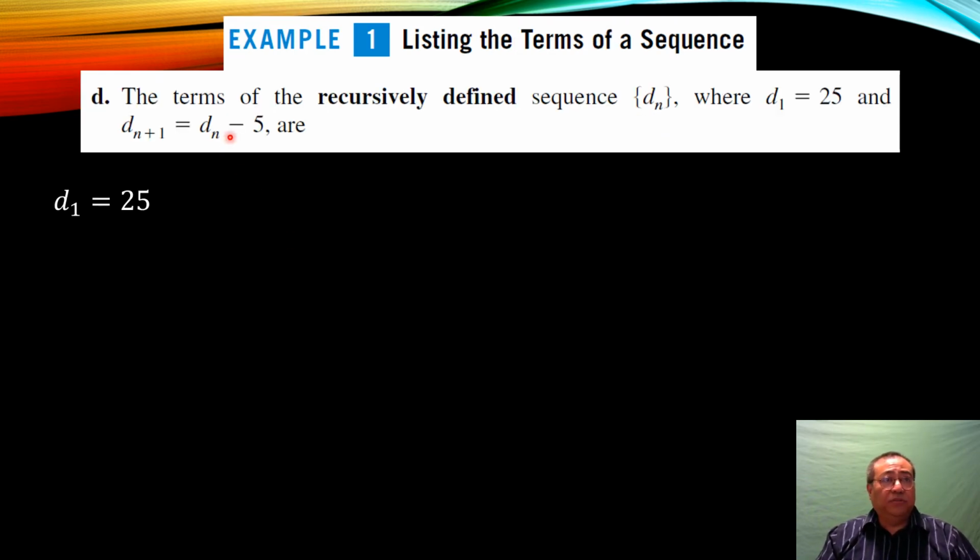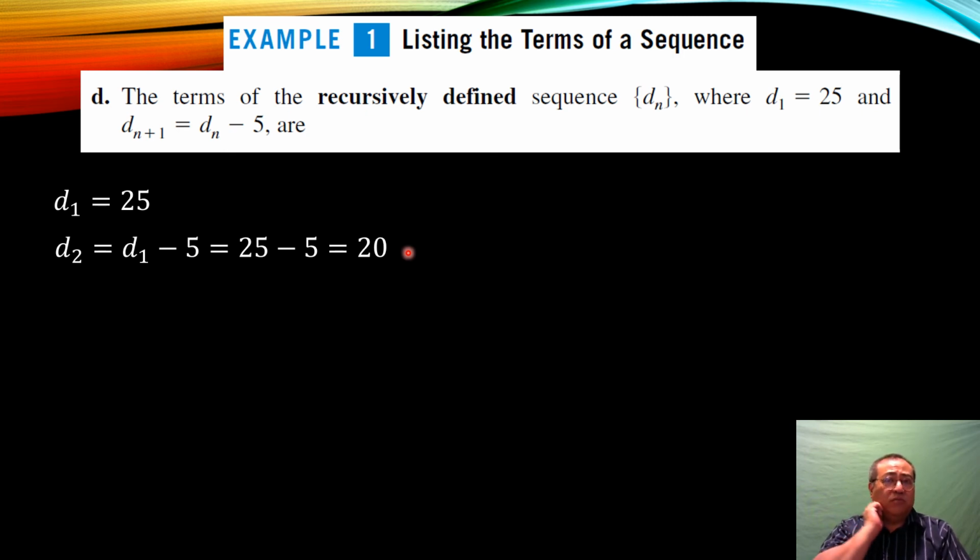The fourth example is the terms of a recursively defined sequence. In a recursive definition, they have to give you an initial value and then the recursive part. So d sub 1 equals 25 is the beginning value, and this is the recursive step. D sub n plus 1 means the next term is dependent on the previous term. Here you take this term, 25, and subtract 5. So d sub 2 is d sub 1, which is 25, minus 5, equals 20.